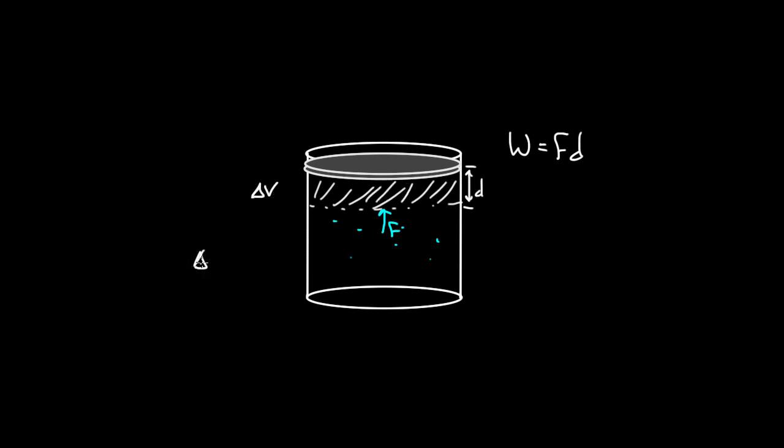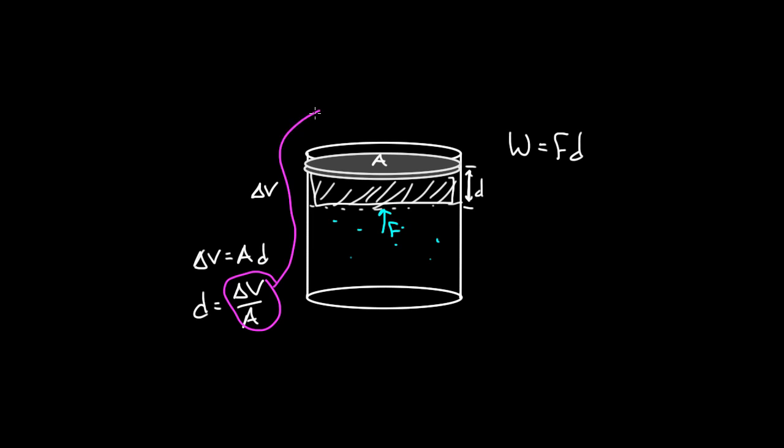And I know that this delta V has got to equal the area of the piston times the distance through which that piston moved, because this height times that area gives me this volume right in here. Why am I doing this? Because look, I can write D as equal to delta V over A, and I can substitute this formula for D into here, and something magical happens. I'll get work equals F times delta V over A.